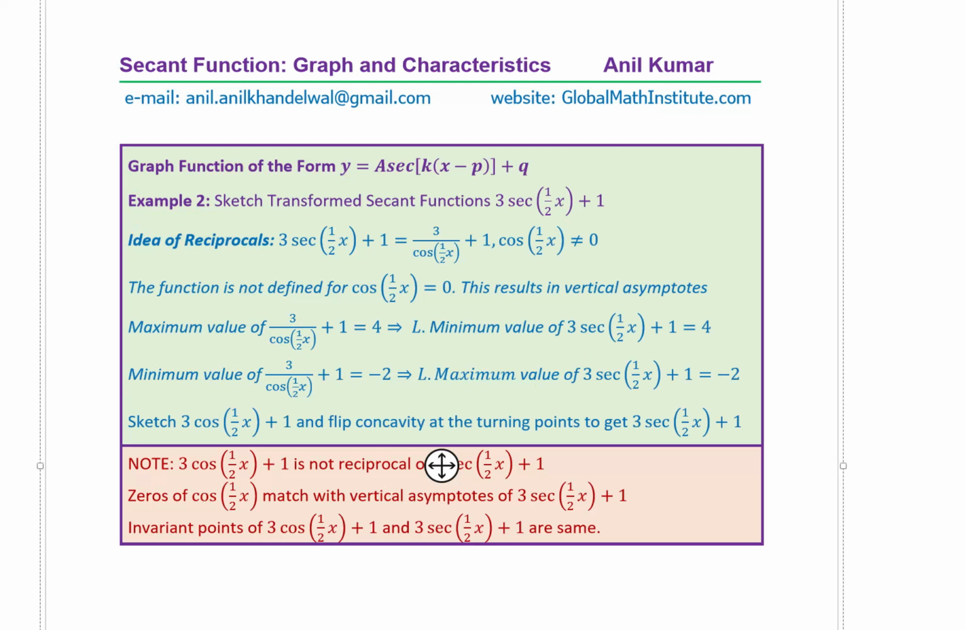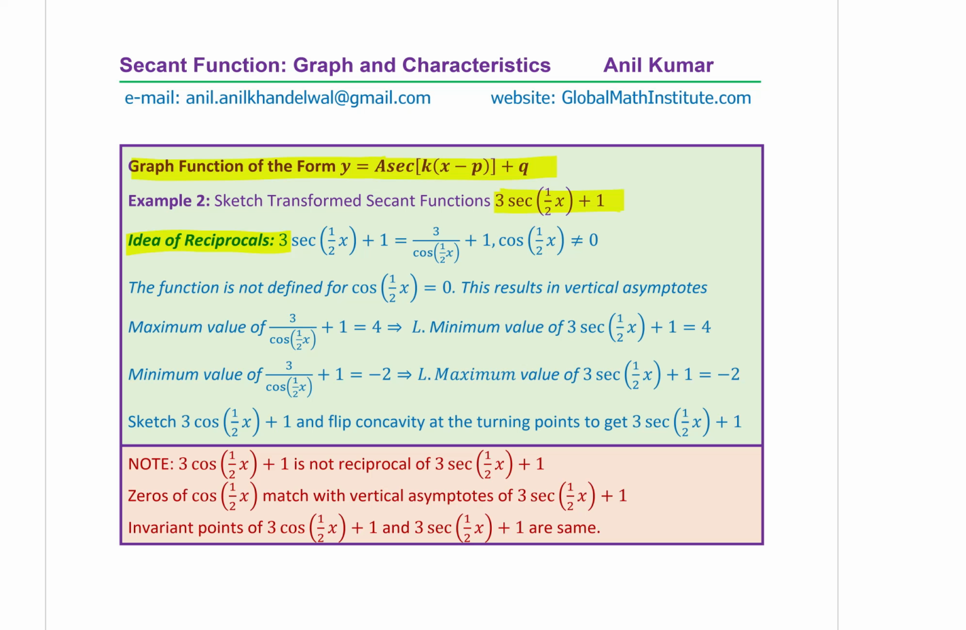Let's take examples to illustrate this. So we'll graph a function of the form a secant of k times x minus p, plus q. That is a transformed function in general. Let's take an example here. So the example is 3 secant half x plus 1. We'll try to graph this using our idea of reciprocals, correct?